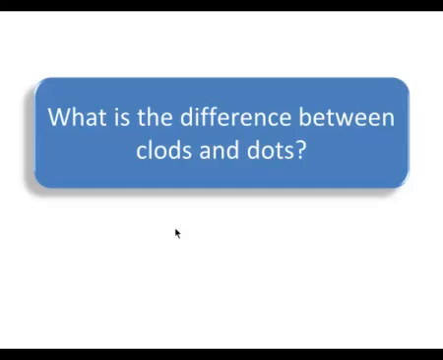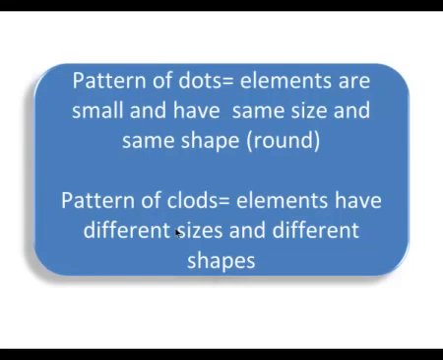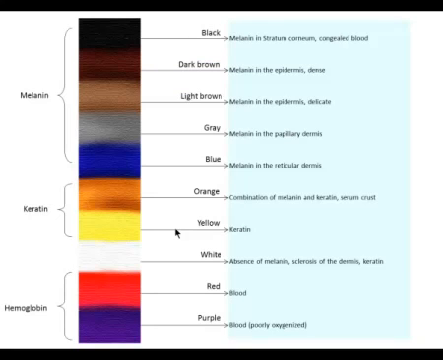What is the difference between a pattern of clods and a pattern of dots? Well, a pattern of dots consists of elements that all have the same size and the same shape. They are small and round. But a pattern of clods consists of elements that have different sizes and different shapes. Now we also need to know the color because this is important for the differential diagnosis. We have different types of colors, including the color of melanin, black, brown, gray, and blue, keratin, orange, yellow, white, and hemoglobin, red or purple. And hemoglobin can also be black when you have congealed blood.